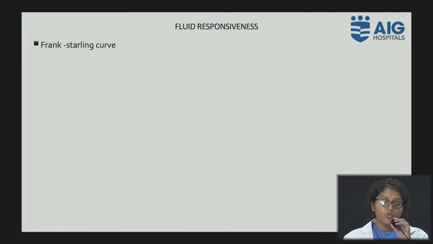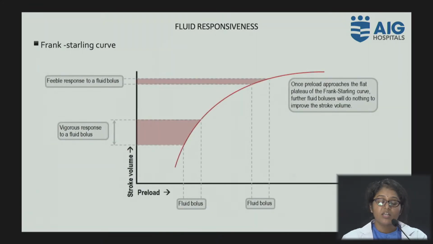So in order to estimate the intravascular volume status and to know in whom we have to push in fluid, we have to understand the concept of fluid responsiveness. This can be known via the Frank-Starling curve. This is a curve which is a relationship between preload and stroke volume. So if we can see here, it is divided into two parts. One is the steep part and the other is the plateau part.